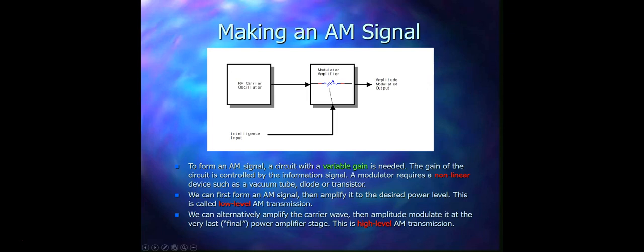Now this slide talks about making an AM signal, and it says to form an AM signal a circuit with a variable gain is needed. The gain of the circuit is controlled by the information signal. A modulator requires a non-linear device such as a vacuum tube, diode or transistor.